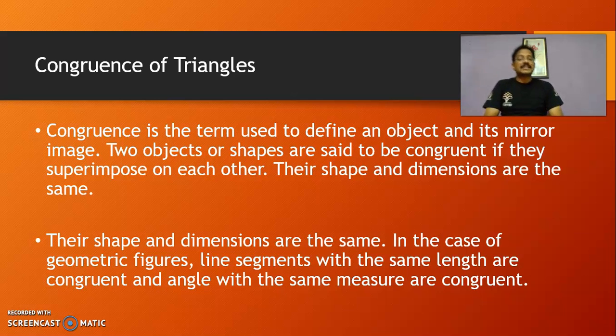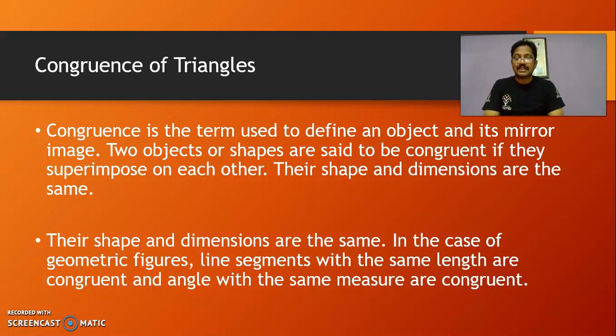Congruence is the term used to define an object and its mirror image. 2 objects or shapes are said to be congruent if they superimpose on each other. Their shape and dimensions are the same. For example, I put one hand on another hand, one arm on another arm. If both are superimposed one on another, then these two arms are identical. Am I correct, Anna? Their shape and dimensions are the same.